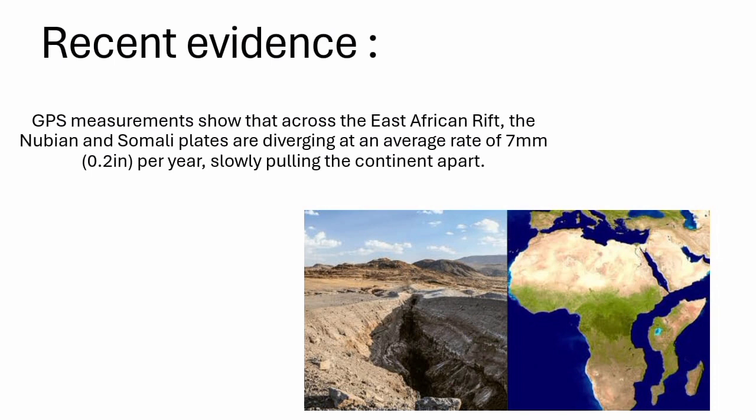It is the drifting or splitting of the African continent. We have recently been seeing it many times in newspapers, news, and many articles. GPS measurements show that across the East African Rift, the Nubian and Somali plates are diverging at an average rate of 7 mm per year, slowly pulling the continent apart.